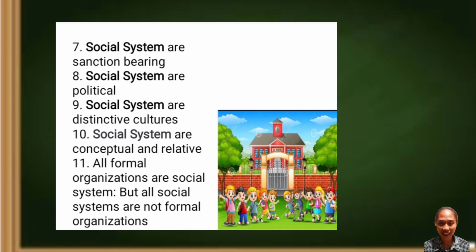Number 10. Social systems are conceptual and relative. The patterned series of interrelationships existing between individuals, groups, and institutions and forming a coherent whole. Number 11. All formal organizations are social systems, but not all social systems are formal organizations. Formal organizations are more structured and rely on authority based upon chains of command. Informal organizations do not require hierarchies of authority or structured internal processes.